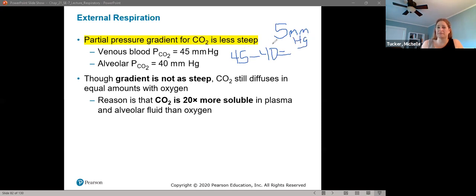It's very small. But even though the gradient is not as steep, your blood can transport more carbon dioxide in the plasma, and that will assist in offloading carbon dioxide from the blood to the alveolus. So the offloading of carbon dioxide is greatly assisted by its solubility in plasma or water.